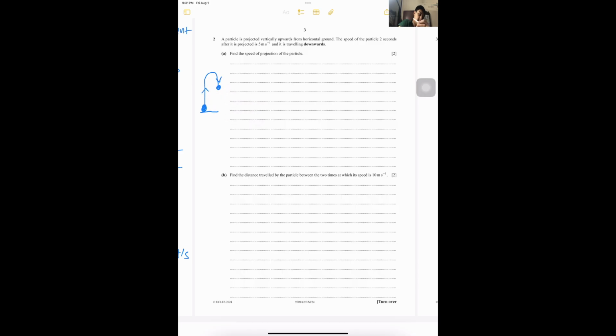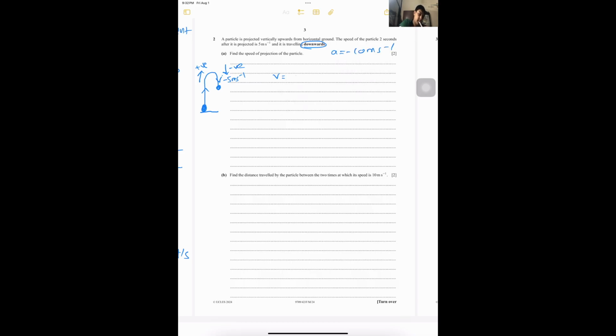Let me describe. The speed of the particle 2 seconds after it is projected is 5 meters per second. So after 2 seconds, when it is traveling down, if you consider this motion to be plus v, this motion will be minus v. So at this point it will be minus 5 meters per second. But since the initial projection was towards the top, the acceleration will be minus 10.